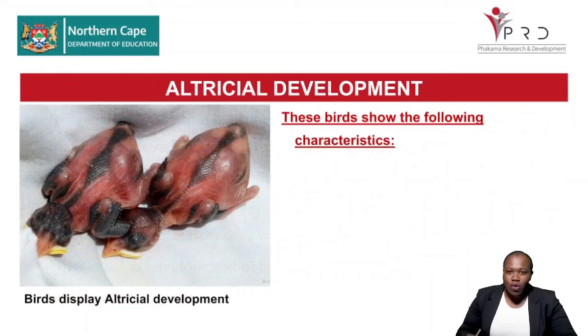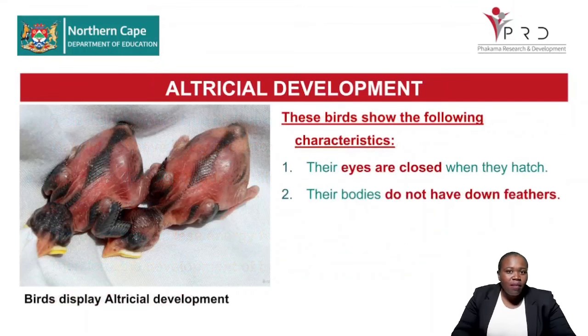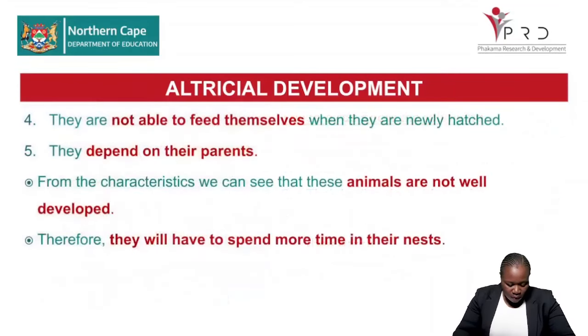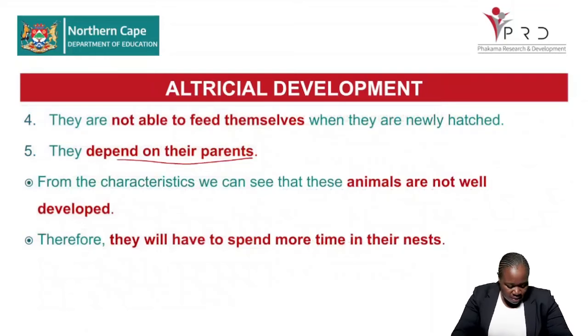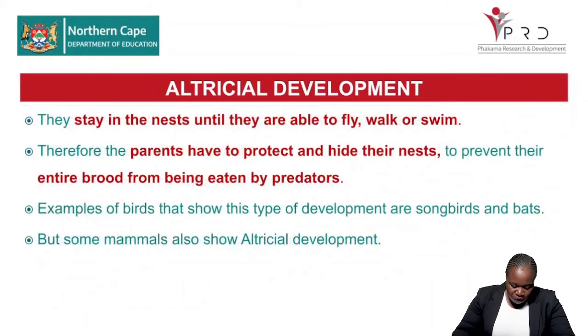Eyes are closed, no down feathers, and they are definitely dependent on parental care until they become well developed. Right, so they depend on their parents and they cannot feed themselves. So they are going to be spending a lot more time in the nest than with the precocial birds, right?